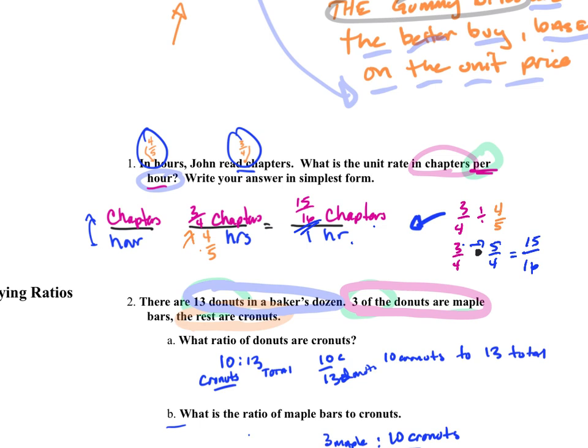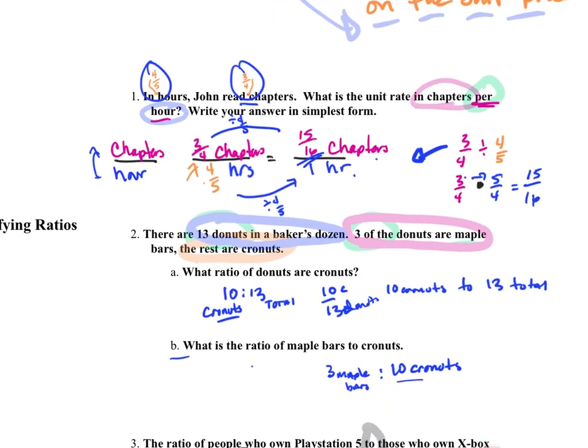Okay, because to get to 1, I needed to divide by 4/5. So I have to divide this by 4/5. All right. Whenever I do the top, I've got to do the bottom, right? This is all called using scale factor. Okay.